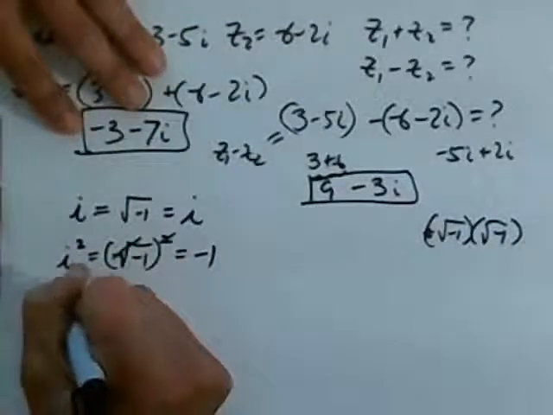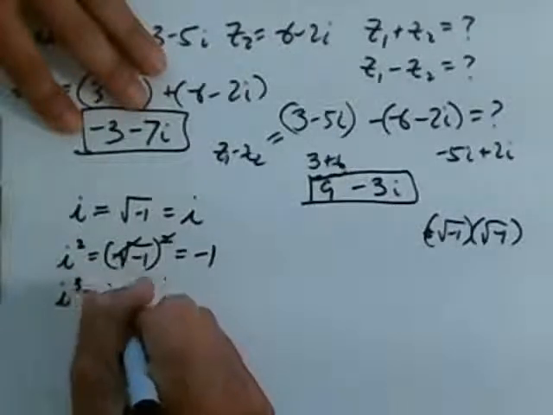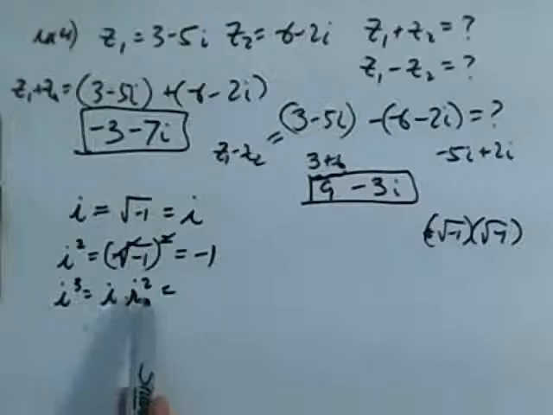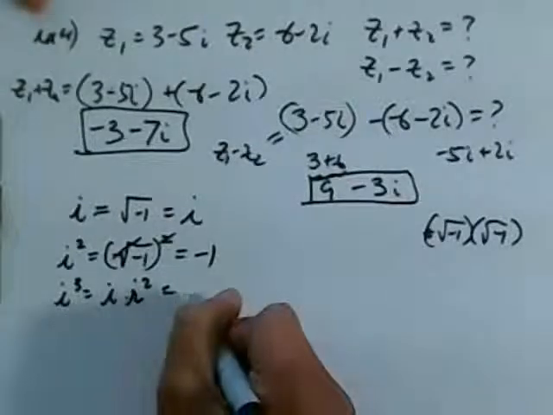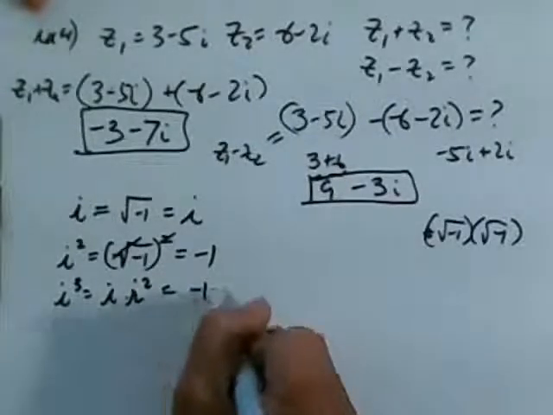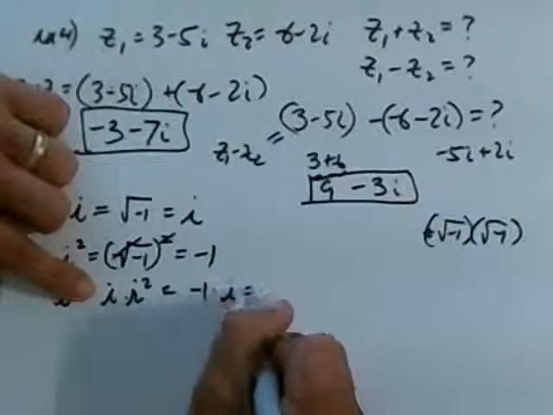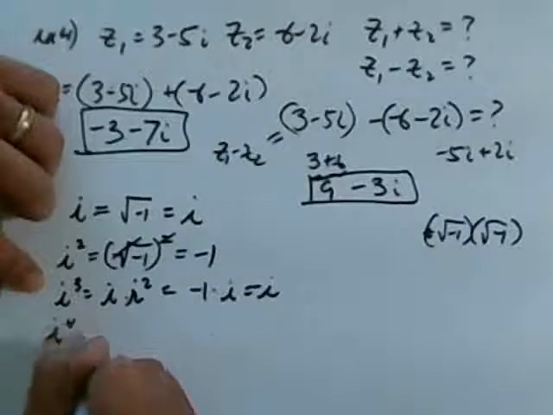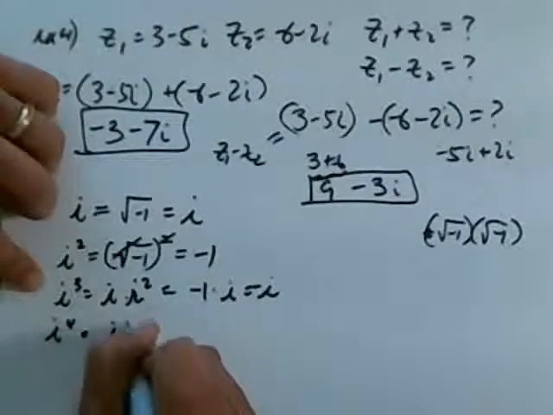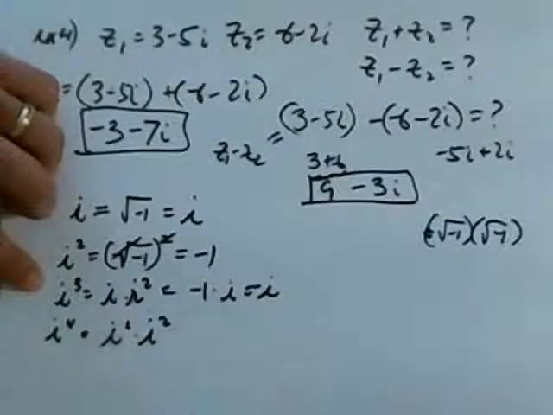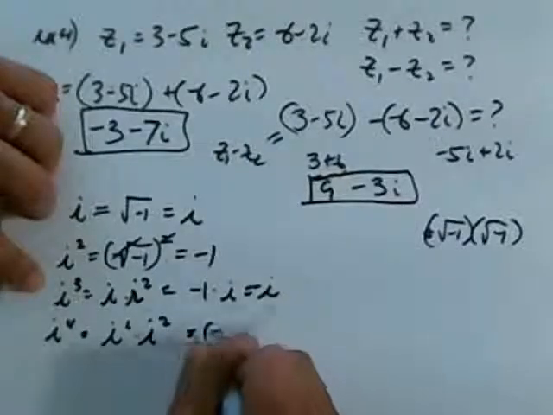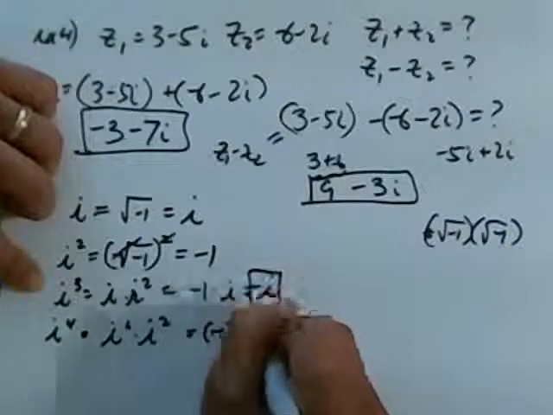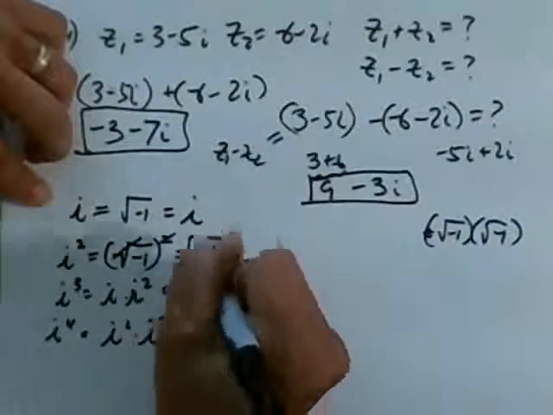So what's i cubed? I cubed is equal to i times i squared. That's fair. I times i squared is i cubed, of course. It's going to be i squared, which is negative 1, times i. It becomes negative i. Okay? I to the 4th is equal to, I'm going to do it this way, i squared times i squared. I squared is negative 1, times negative 1 is equal to 1. So these are really, really important. Okay, guys?